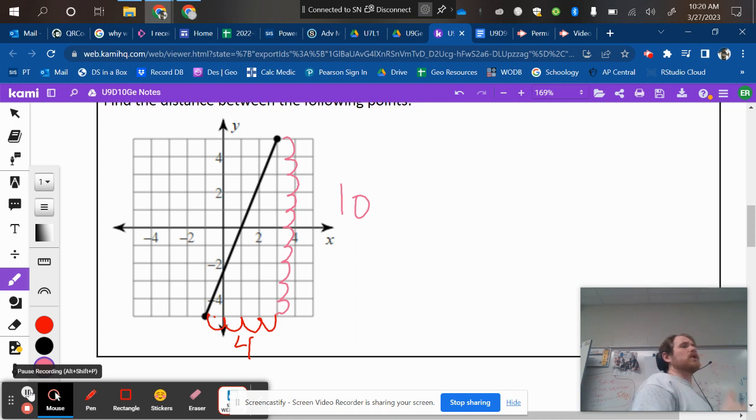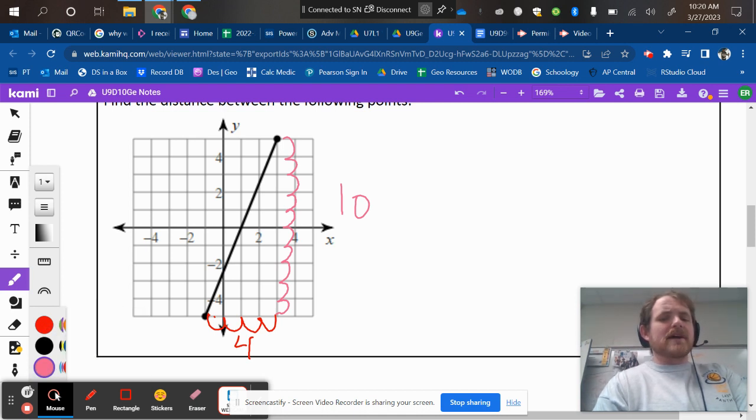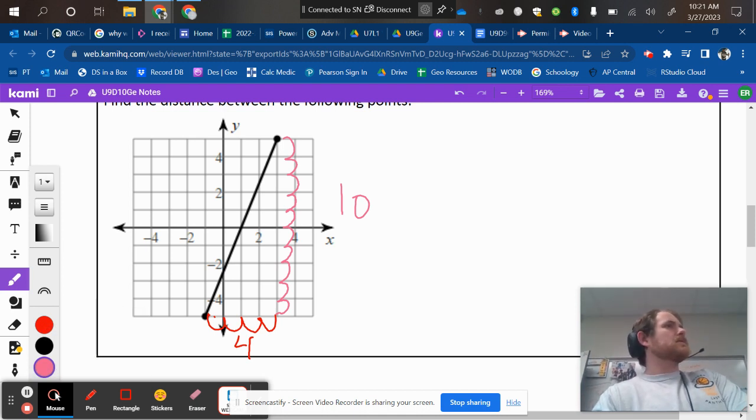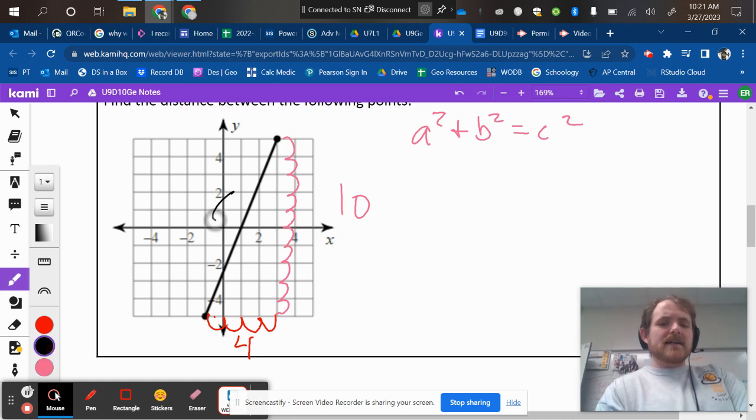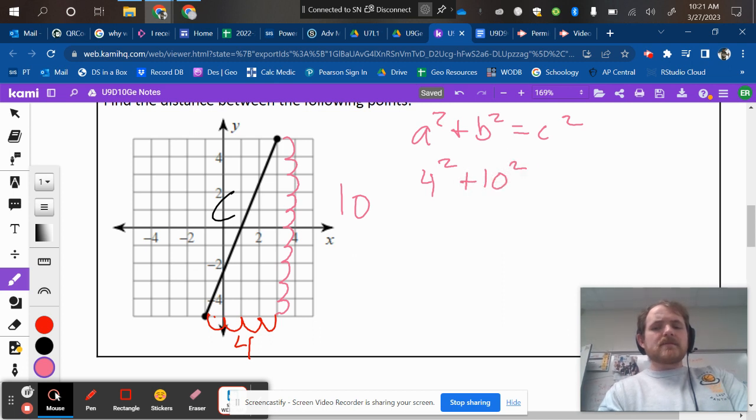Triangle. So what you could do here is you could just do the Pythagorean theorem, right? What would be your C? Would that be the black line, the red, or the 10? For A squared plus B squared equals C squared, what would be your C? The black line. Good job. So the C would be black. We'll call A 4 and we'll call B 10.